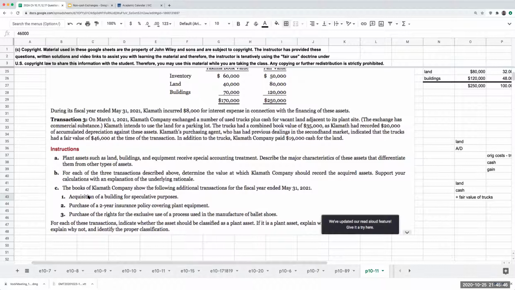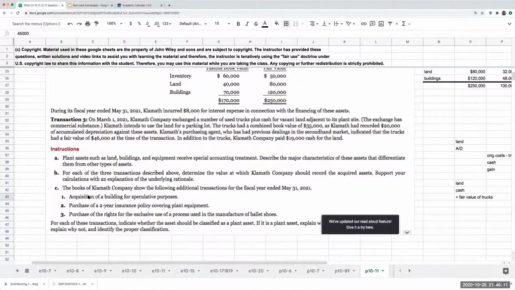Purchase of a 2-year insurance policy covering plant equipment. This is a normal operating cost. I do not capitalize a typical insurance policy that's covering the plant equipment. That's an operating cost. Now, if it was special insurance for the shipment of getting the goods to me, that's different, but that's not what this is here. This is recurring over 2 years.